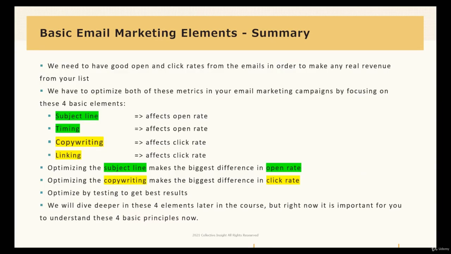So let's summarize the 4 elements. As we all know, in order to make a profit from email marketing, we have to have good open and click rates from the emails in order to make any real revenue. So we talked about these 4 elements that we can optimize. Subject line and timing affect the open rate. Copywriting and linking affect the click rate.